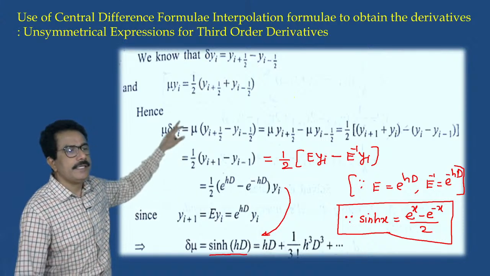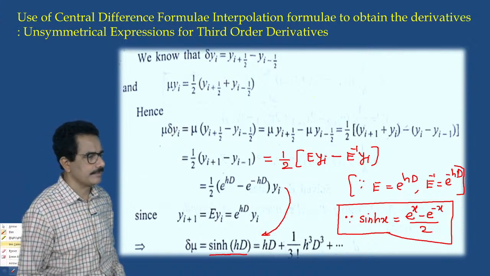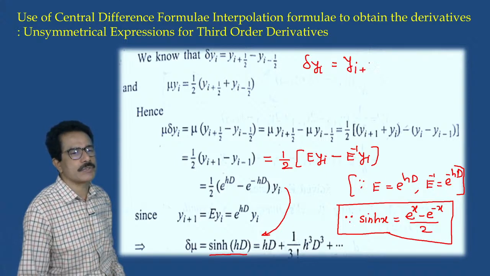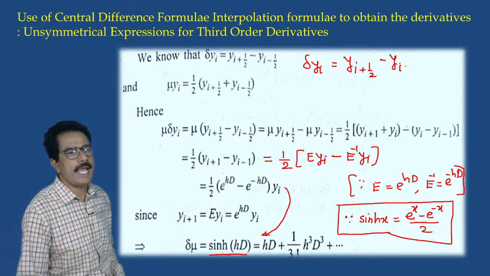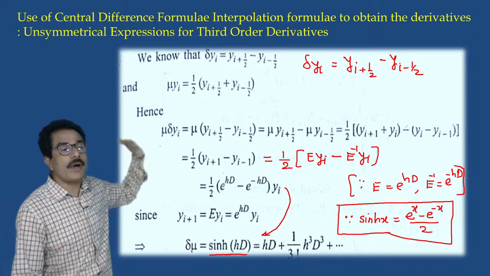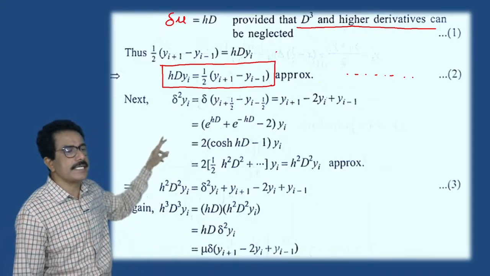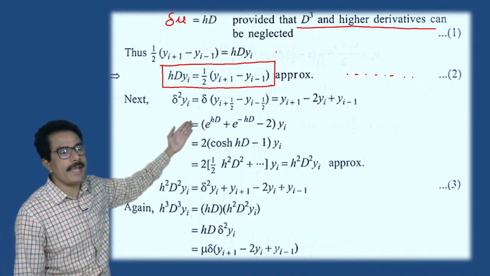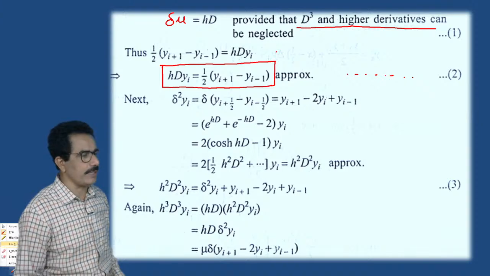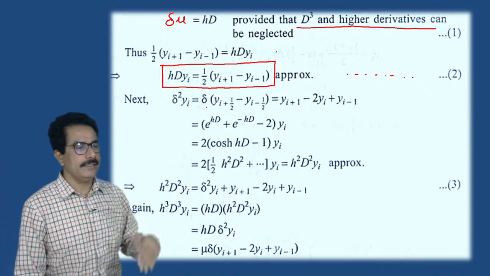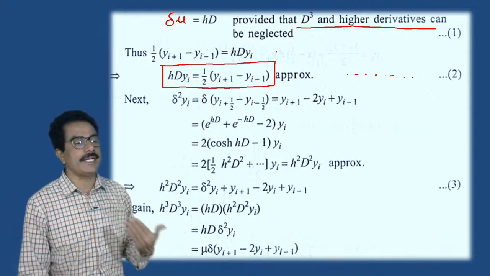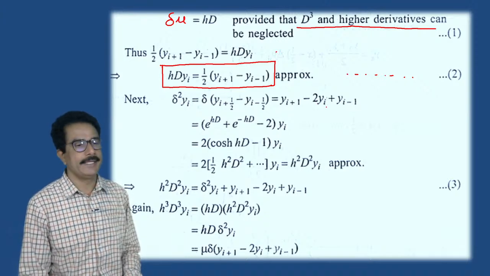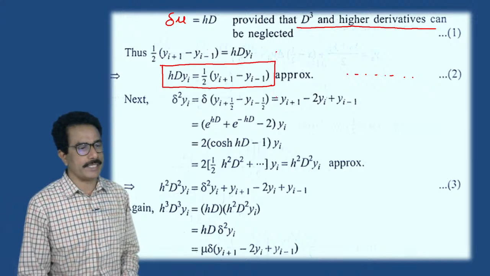Now we know that delta means here, delta yi means, according to the definition, yi plus 1 by 2 minus yi minus 1 by 2. This is the delta y. Now we have to operate delta again. So delta 2 means delta of delta yi. Delta yi means yi plus 1 by 2 minus yi minus 1 by 2. This is the delta of delta. Operate again: delta of yi plus 1 by 2 minus delta of yi minus 1 by 2, it will be yi plus 1 minus 2yi plus yi minus 1. If you operate double delta, it comes in this manner.